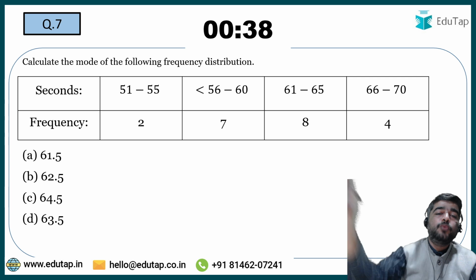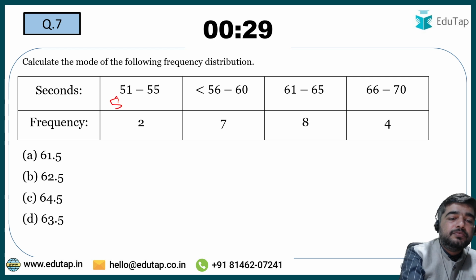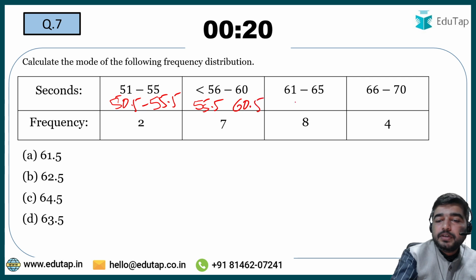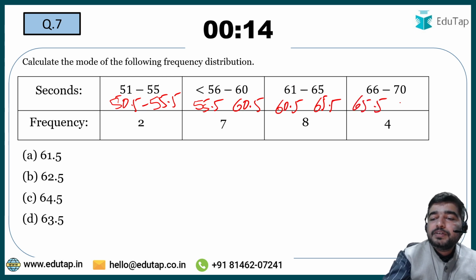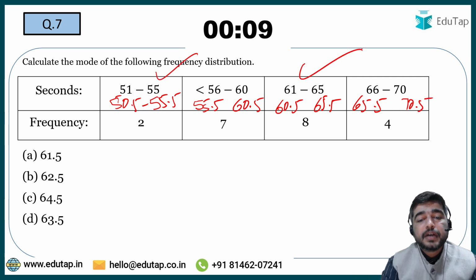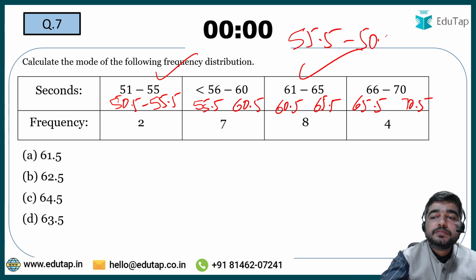Now you have to find the mode of grouped data. For that, you first have to make this a continuous frequency distribution table. So the class intervals are 50.5 to 55.5, 55.5 to 60.5, 60.5 to 65.5, 65.5 to 70.5. Now you have class width 5: 55.5 minus 50.5 is 5. So h is equal to 5.